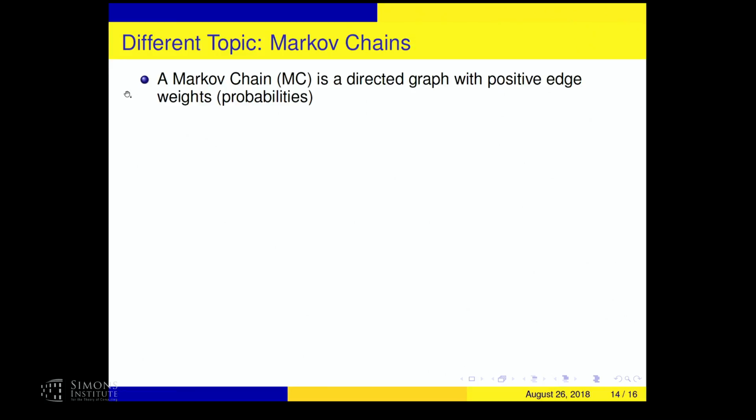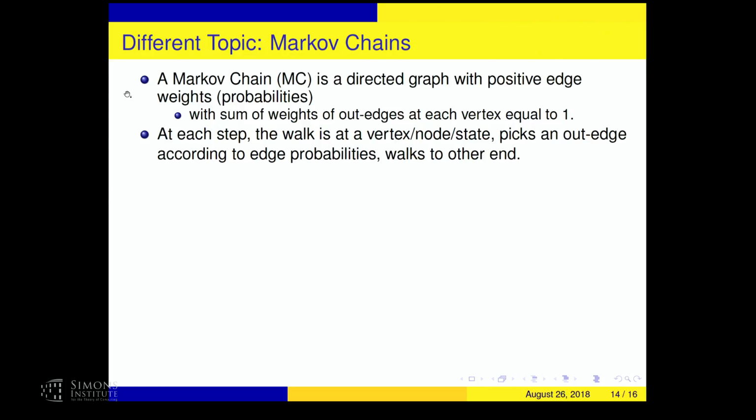So I want to visit very briefly another topic, Markov chains. Partly because it's the next chapter in the book, but partly it's not an unnatural thing. It's linear algebra based, right? You all know what a Markov chain is, based on a directed graph with positive edge weights. The sum of edge weights going out of each vertex is 1. At each step, the walk is at a vertex, picks an out edge according to the probabilities, and walks to the other end. We'll say the Markov chain is connected if the graph is strongly connected, because these are directed edges.